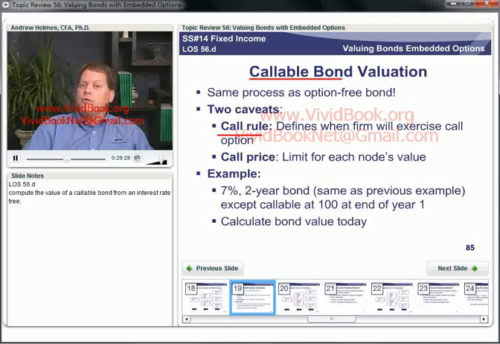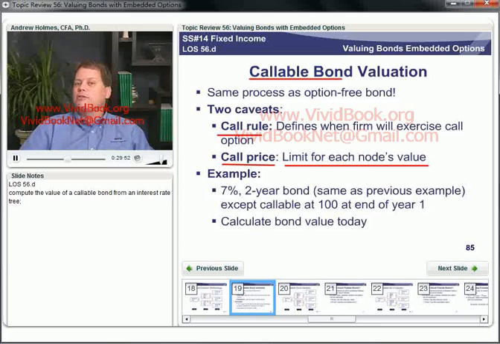We also need to know the exercise price, here a call price since we're dealing with a callable bond, but this is what we're going to see is going to be the limit for each node's value. So if the price that we calculate would go above the call price, then they're going to exercise their option. So we have to have a call rule and a call price.